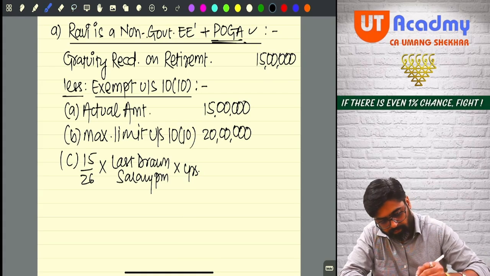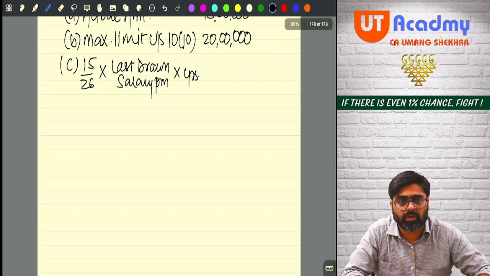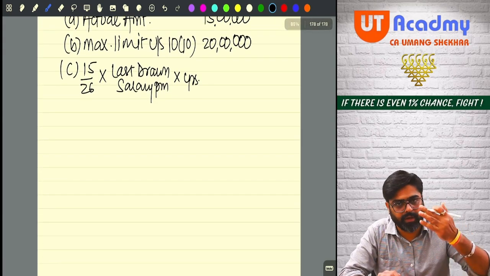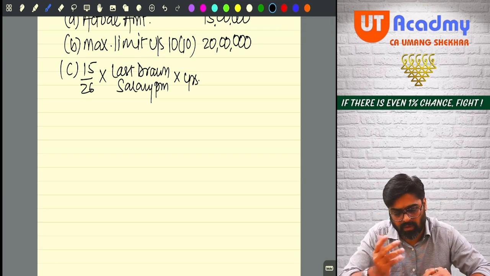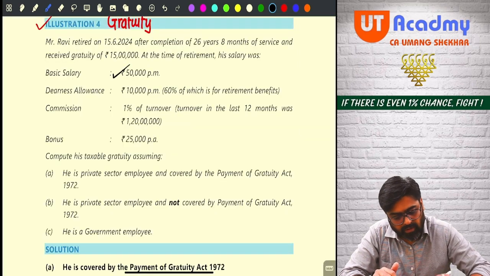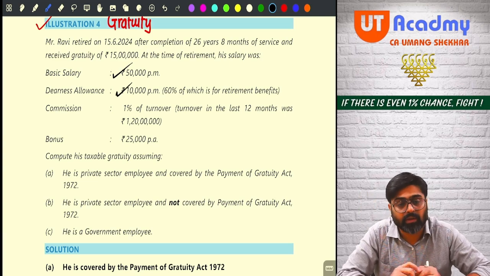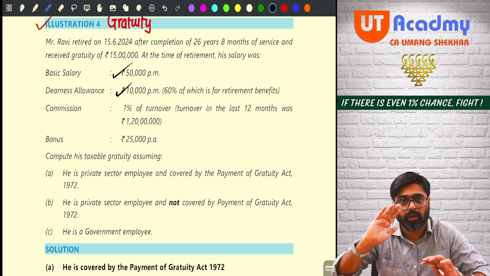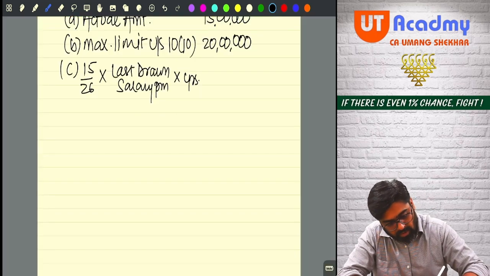Wait, I will have to first calculate the last drawn salary. So last drawn salary will be of the month before retirement, ignore that. He is getting retired on 15 June, ignore June. Prior to that, May month, how much basic was he getting? He was getting a basic of 50,000. And how much DA was he getting? 10,000. Not just in terms, full 10,000 I am supposed to take. So basic plus DA, 60,000. So his last drawn salary is 60,000 per month.